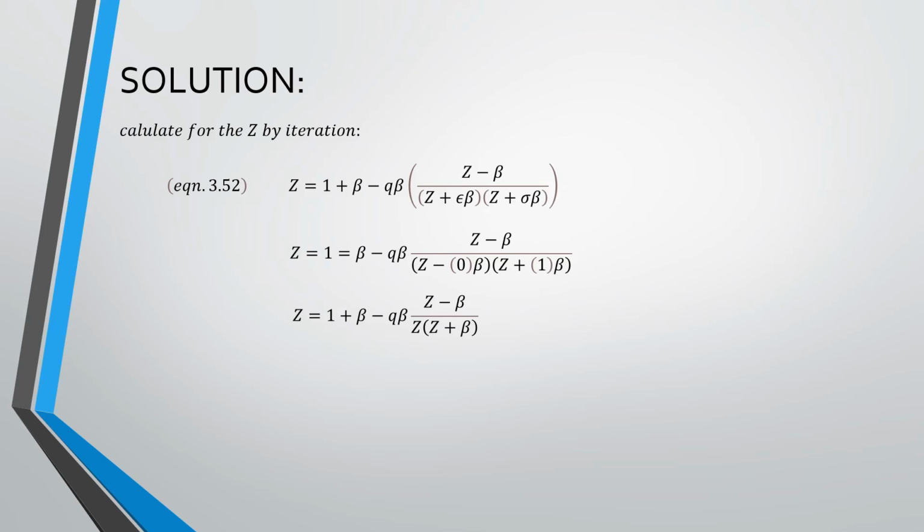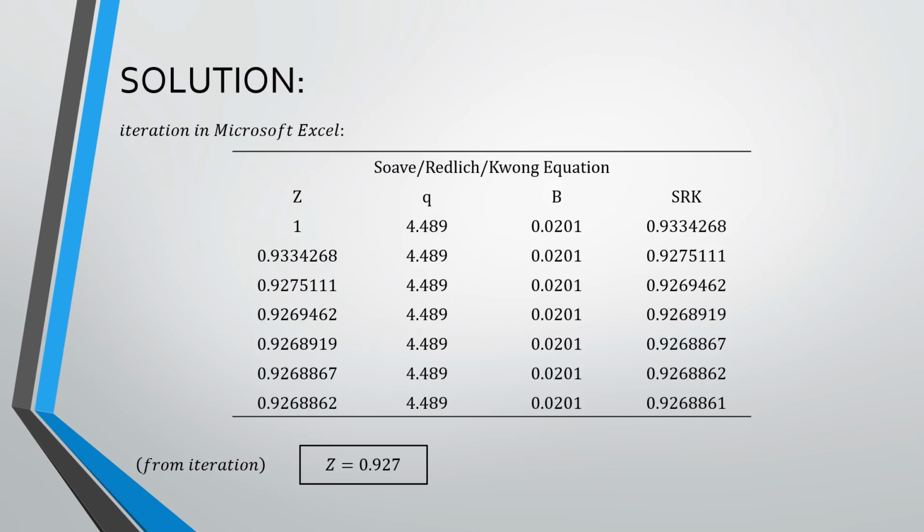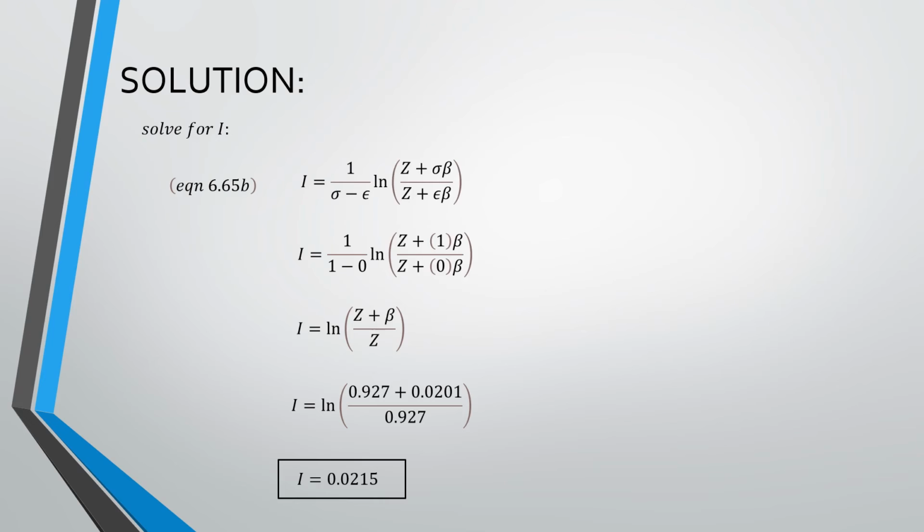Since we now have all of the needed values, we can calculate for Z. Plugging in the values for eta and sigma, we can reduce the equation to this. Z can be calculated by iteration. Using Microsoft Excel for the iteration, we get a value of Z equal to 0.927. Now, we can calculate for I. First, we reduce the equation by plugging in the values of eta and sigma. Substituting known values, we get an I equal to 0.0215.